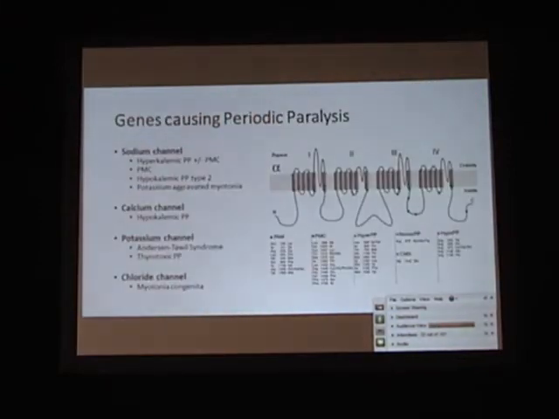Okay. And there are a whole bunch of genes. The sodium channel gene mutation is associated with a variety of periodic paralysis. Calcium channel gene is with hypo, etc. So there's sodium, calcium, potassium, and chloride channel genes, and when they're mutated, you can get these different diseases.